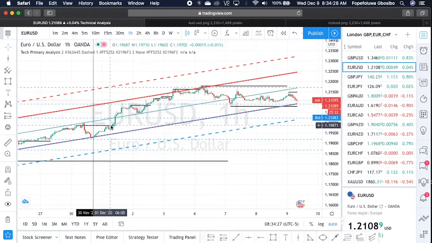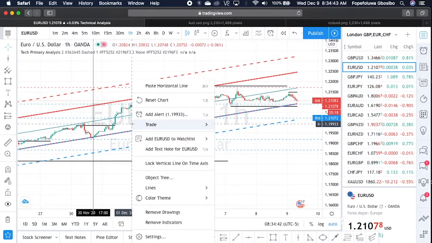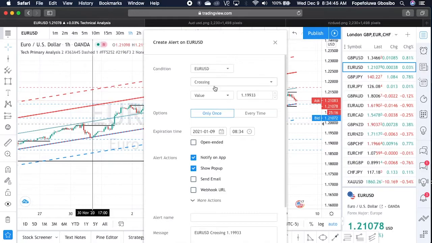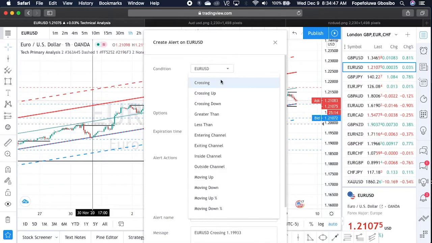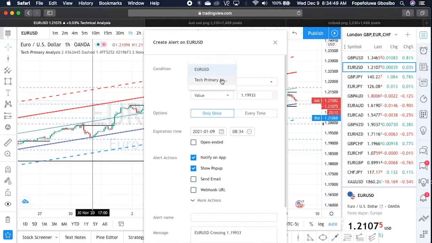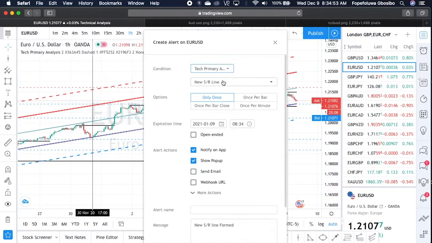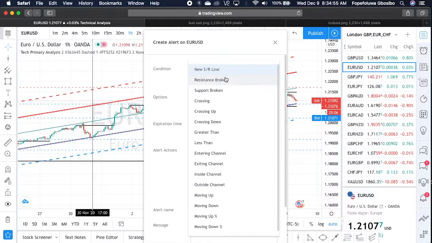Now, normally you would have taken your TP at the main of the trade, but as you can see, a rejection. So you set a rejection alert, which is basically right clicking on your chart, click add alert, and click on technical primary analysis, the name of the indicator. And now you have 3 alerts, which is what I'm going to show you.